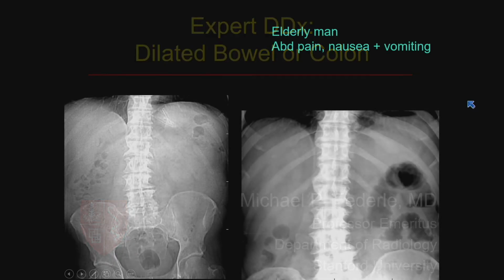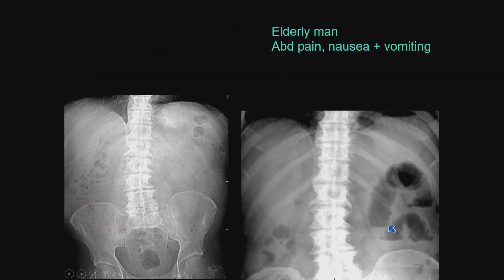Here's an elderly man with abdominal pain, nausea, and vomiting. I can see air fluid levels on the upright film. By the way, every day when I'm reading plain films and doing fluoro, I'll get numerous films, portable supine film, rule out free air or bowel obstruction. But you need an upright or decubitus film if you're going to look for air fluid levels or free air.